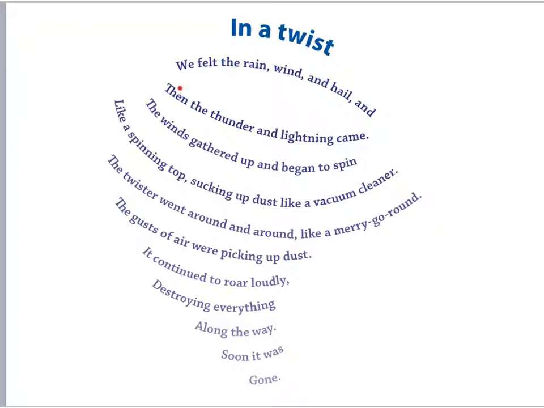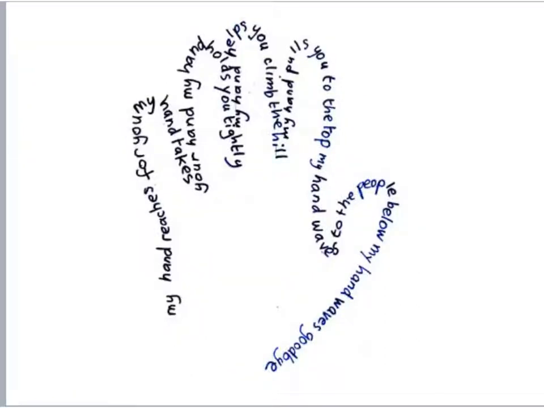In a twist, we felt the rain, wind, and hail, and then the thunder and lightning came. The wind scattered up and began to spin, like a spinning top sucking up dust like a vacuum cleaner. The twister went around and around like a merry-go-round. The gusts of air were picking up dust. It continued to roar loudly, destroying everything along the way. Soon it was gone.